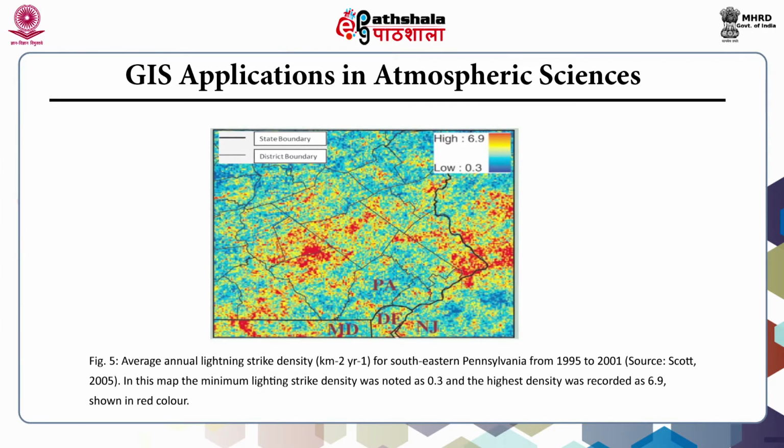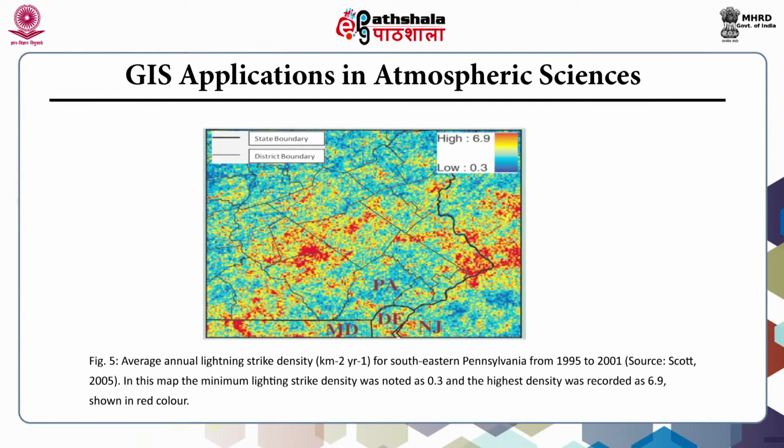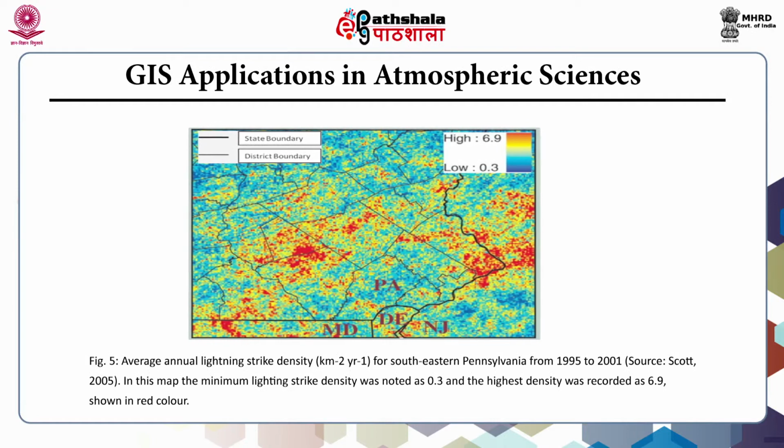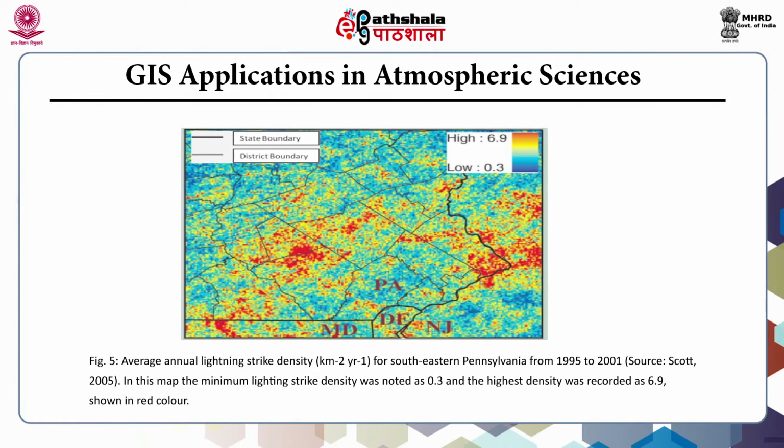In slide 31, this map shows the average annual lightning strike density in an area which was mapped using coarse resolution raster data.